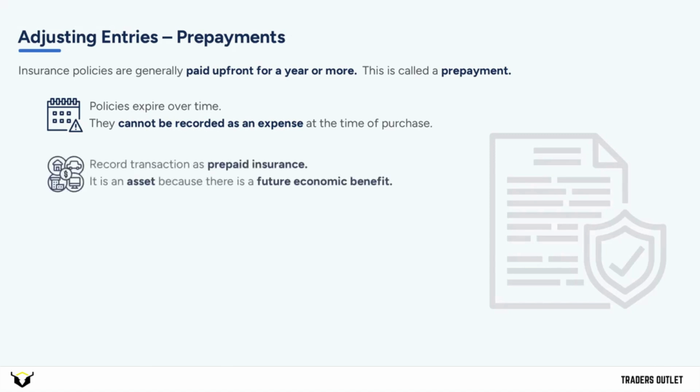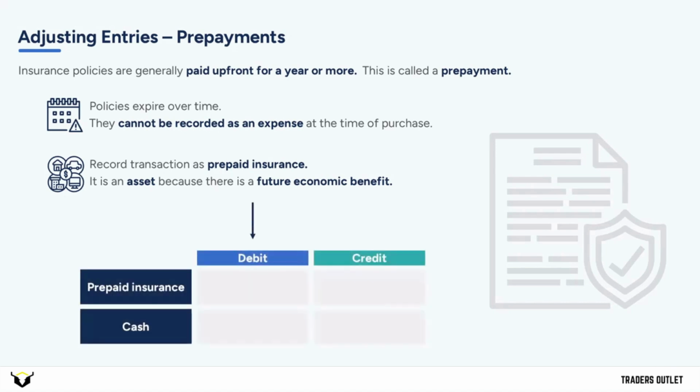So when we first pay for the insurance policy, we record it as an asset called prepaid insurance or simply prepayments. And it's because this policy is going to provide us a benefit over the future 12 months. So to start, we record the transaction. We would debit prepaid insurance. Remember, when we increase an asset, we debit it. And we credit cash because we're decreasing cash as an asset. Now, as time goes on, we're going to make adjustments to reflect how the policy is expiring.